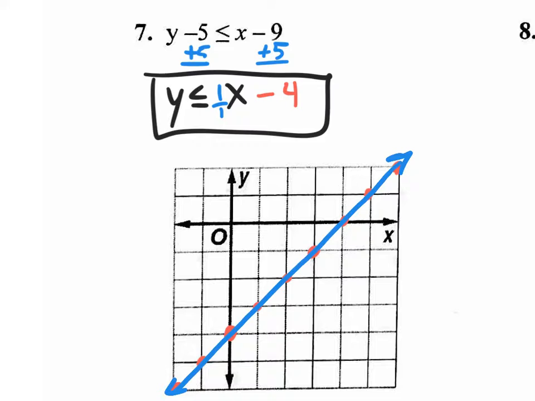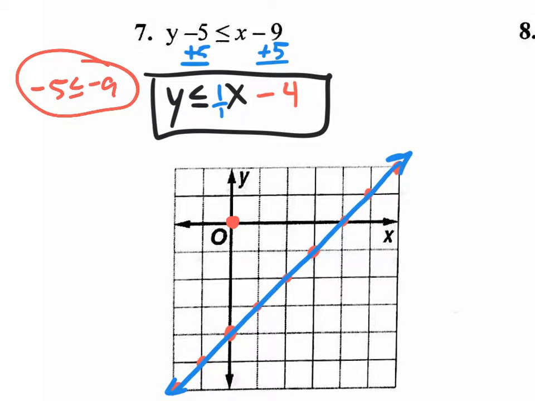How do I shade? Test 0, 0. And if I test 0, 0, on the last one we did it with the y equals mx plus b. Let's go with the original this time. If I put a 0 in place of the y and x, it'll say 0 minus 5. That's just negative 5. And over here, 0 minus 9 is just negative 9. Is negative 5 less than or equal to negative 9? Let's write that.